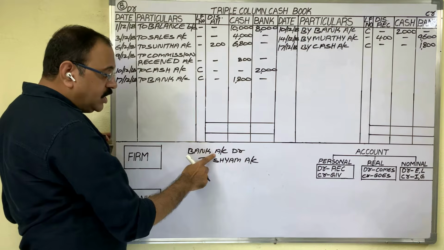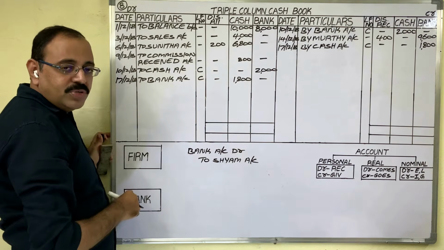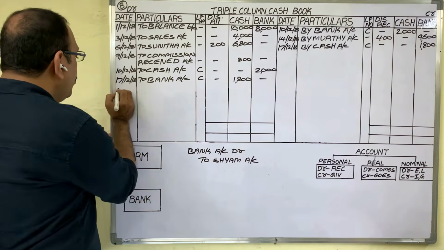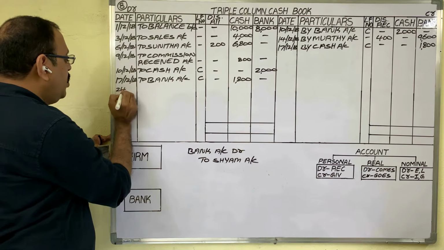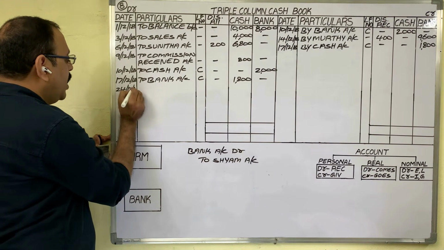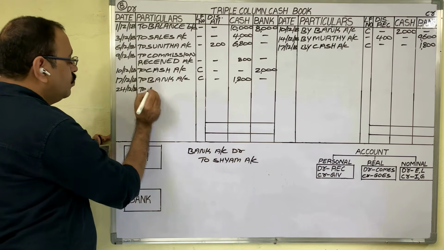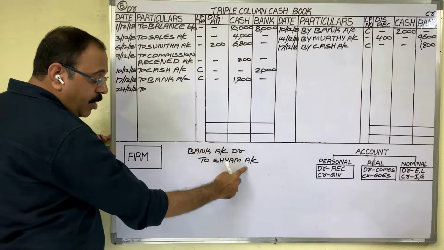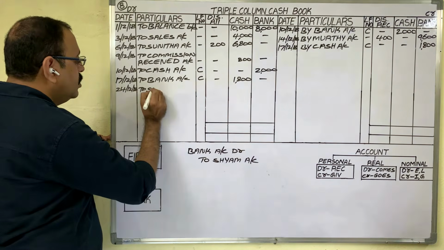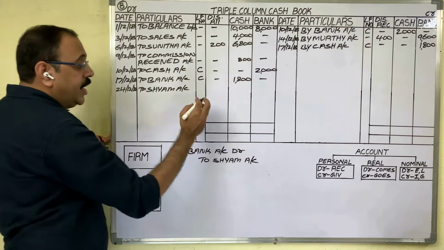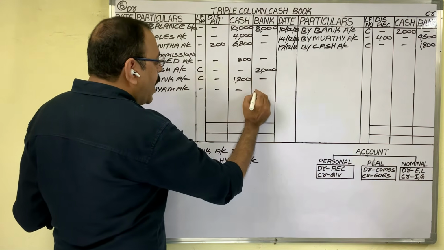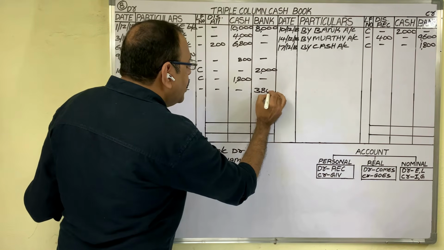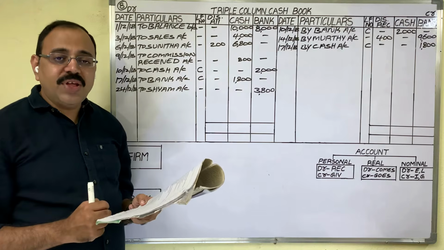As bank account is debited, on debit side we have to post this entry. In date column, write down the transaction date. 24th December 2018. Other side, we wrote Shyam account. Write down that. As bank account we debited, amount should be in bank column. 3,800.